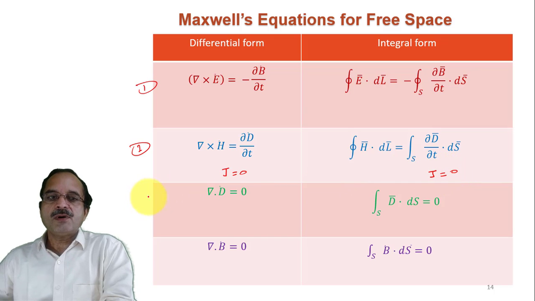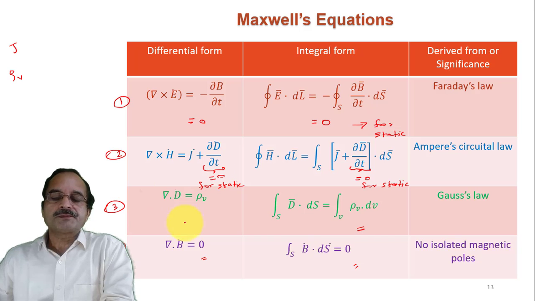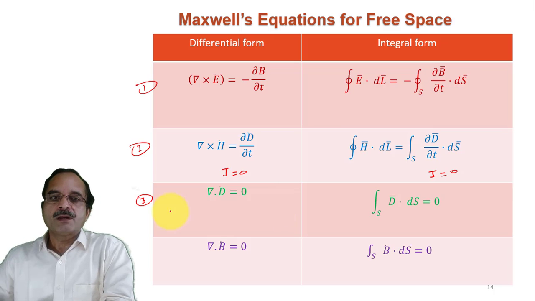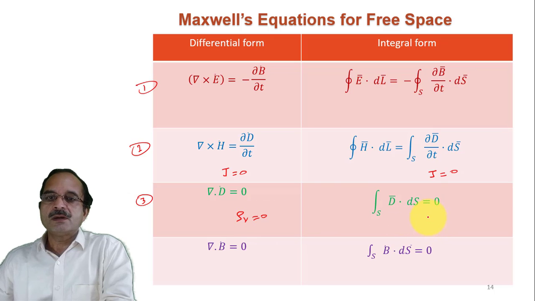Now similarly, for equation number 3, in case of free space, this rho v, the volume charge density, will be 0. So here, in case of free space, rho v is equal to 0. Here also, rho v is equal to 0. The last equation remains same for free space.